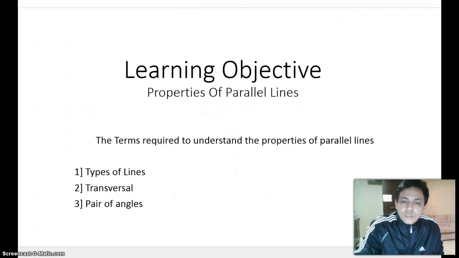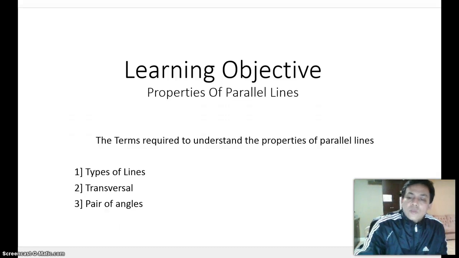The learning objective of this educational video is to know about parallels and their properties. The terms required to understand the properties of parallels are, first, types of lines; we should know how many types of lines there are. The second one is transversal, and the third one is pairs of angles.